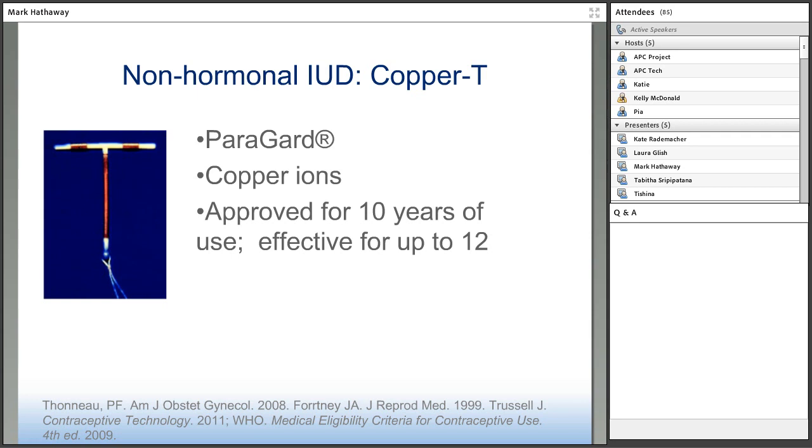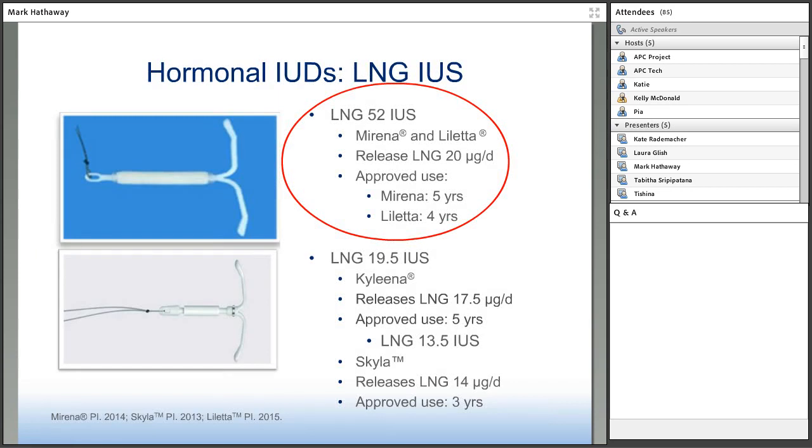This is the non-hormonal IUD depicted here with a small picture. It's the copper T IUD. The trade name is Paragard. It releases copper ions, and it's approved by the FDA, the Food and Drug Administration, for up to 10 years of use. We now know that it's effective for up to 12 years of use, and probably even longer than that.